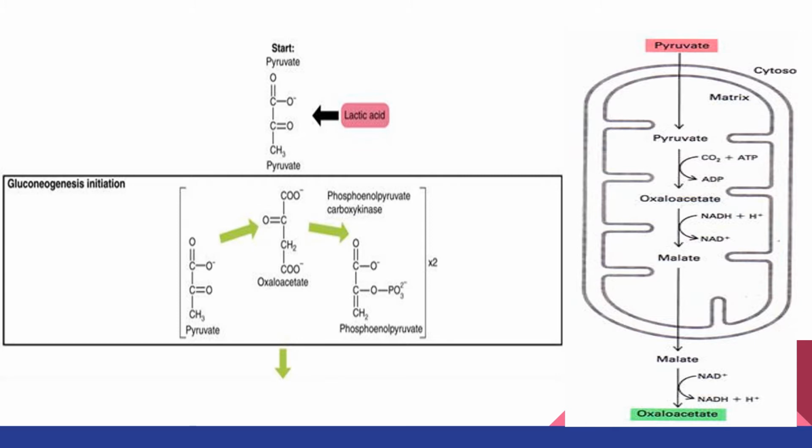In the second step, oxaloacetate is decarboxylated and phosphorylated to produce phosphoenolpyruvate. This is accompanied by the hydrolysis of GTP to GDP. This reaction is catalyzed by the enzyme phosphoenolpyruvate carboxykinase, PepCK. In some species, it occurs in the mitochondria. In others, it is cytosolic, and in some species, it occurs in both locations.